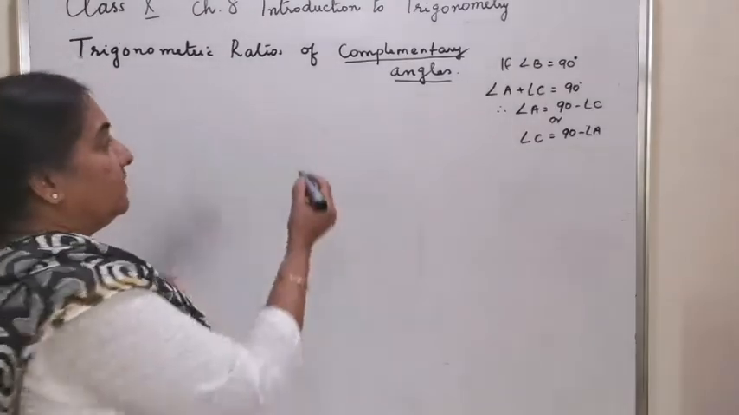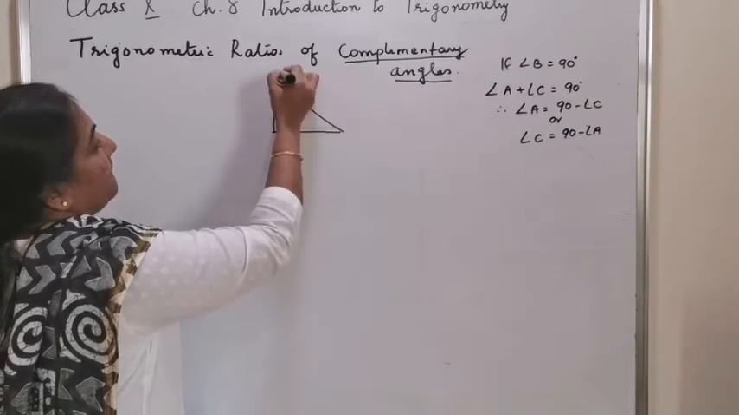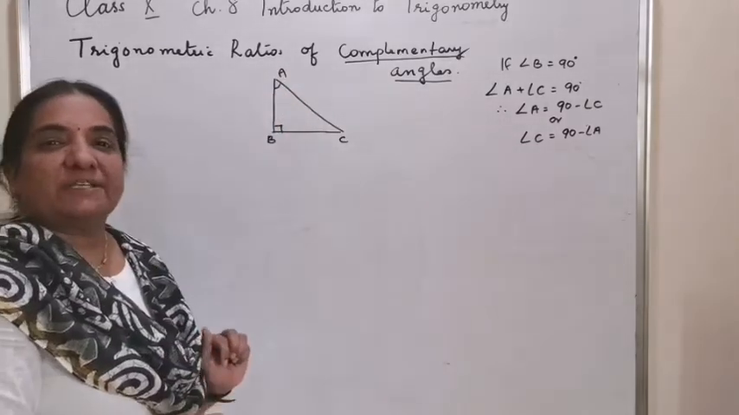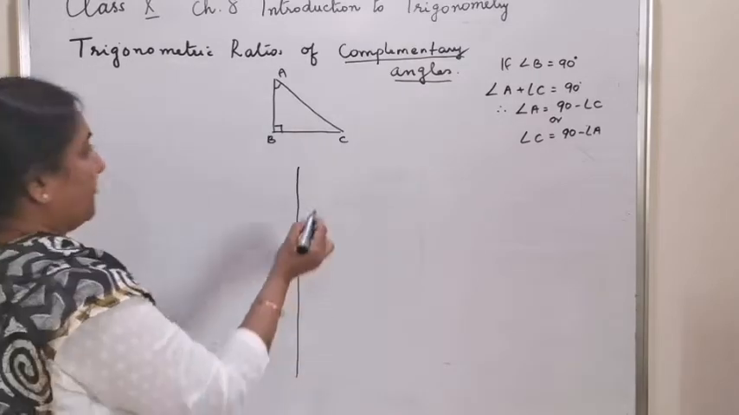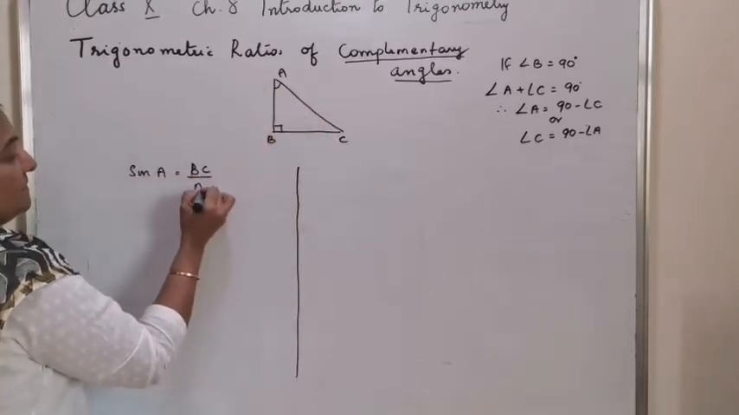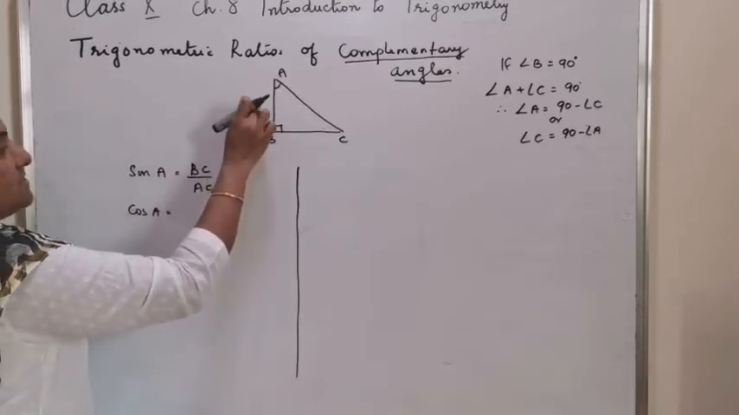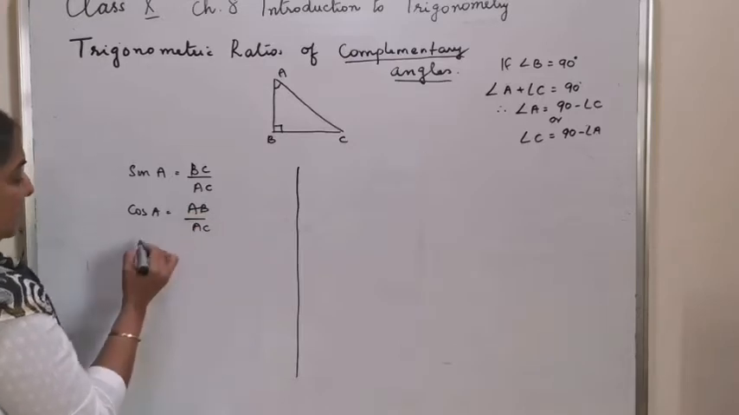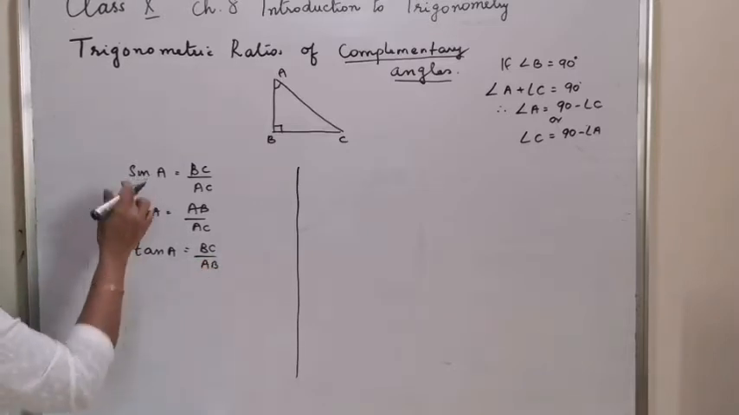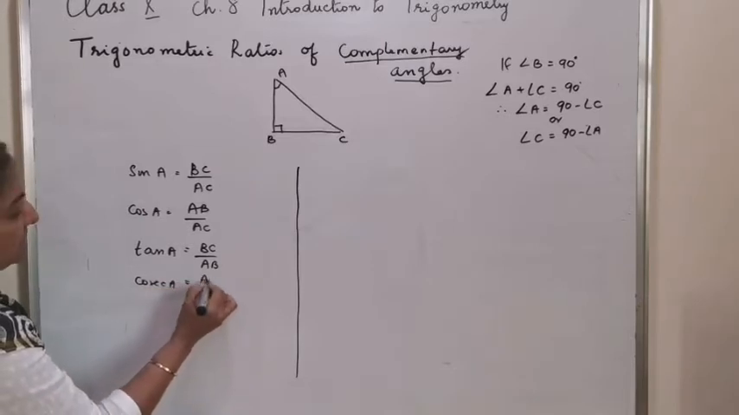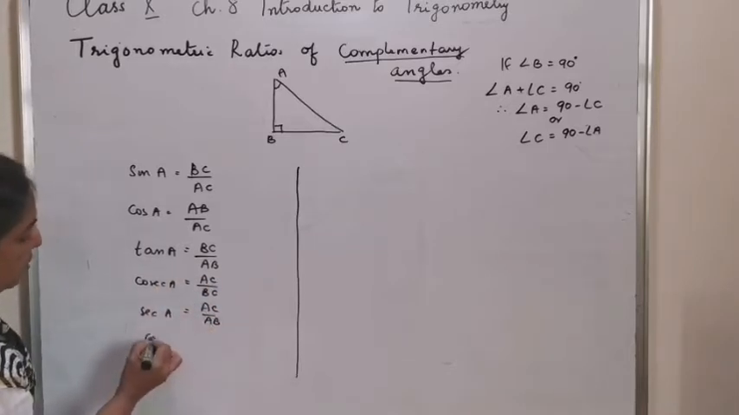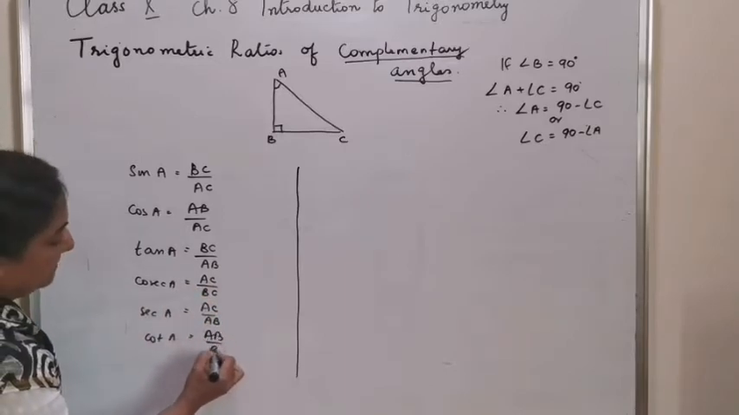Let's take the same triangle ABC, right angled at B. For angle A, let's write all the six trigonometric ratios. That means sine A is the same as opposite by hypotenuse. Cos A is the same as adjacent by hypotenuse. And tan A is opposite by adjacent. And the reciprocals: cosec A is the same as AC by BC. Then sec A is the same as AC by AB, and cot A is the same as AB by BC.